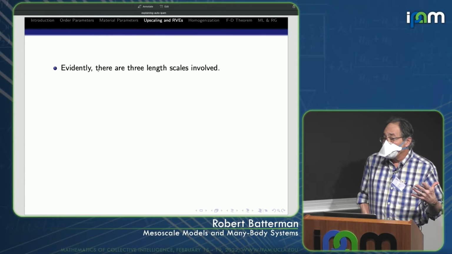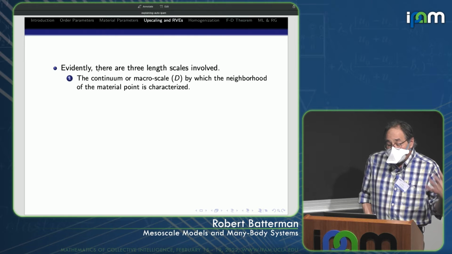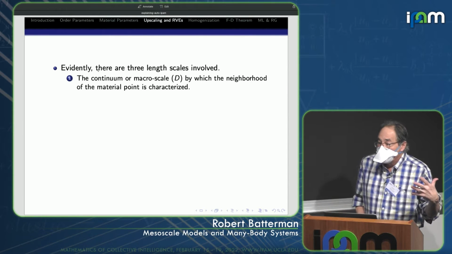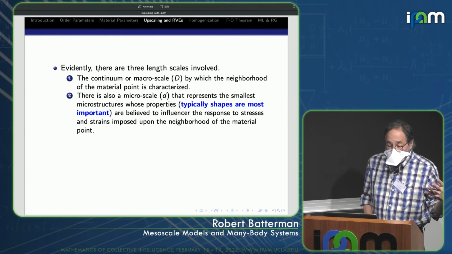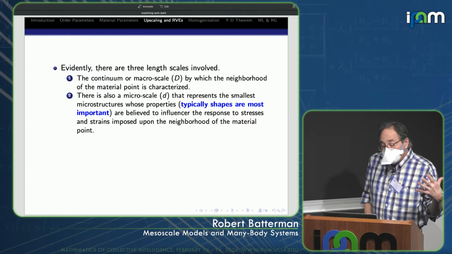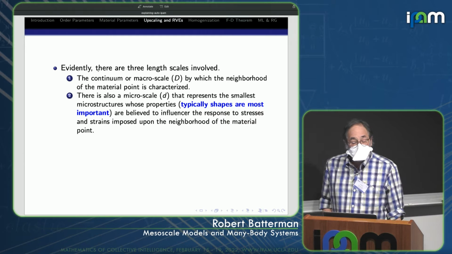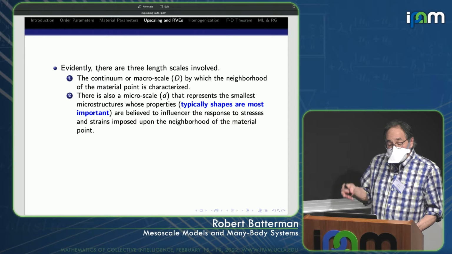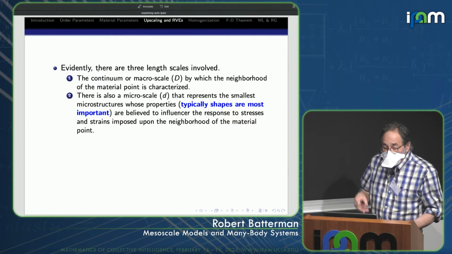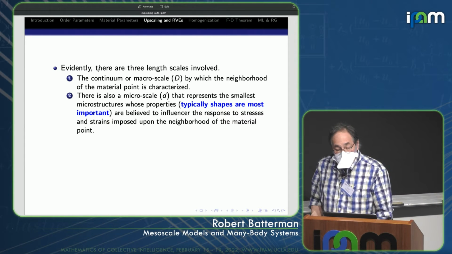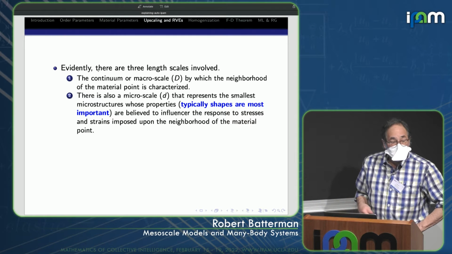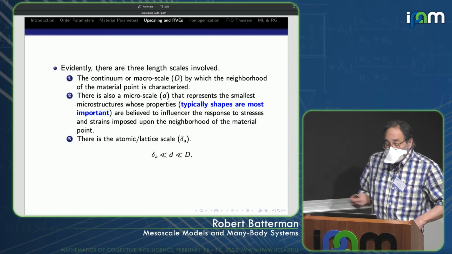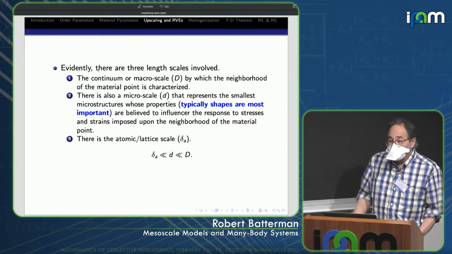So evidently there are three scales involved here. There's the continuum or macro scale, big D, by which the neighborhood of the material point is characterized. There's the microscale, little d, that represents the smallest microstructures whose properties, and we'll see that typically shapes are the most important properties, are believed to influence the response to stresses and strains imposed upon the neighborhood of that material point. And there's also the lattice scale, the atomic scale.